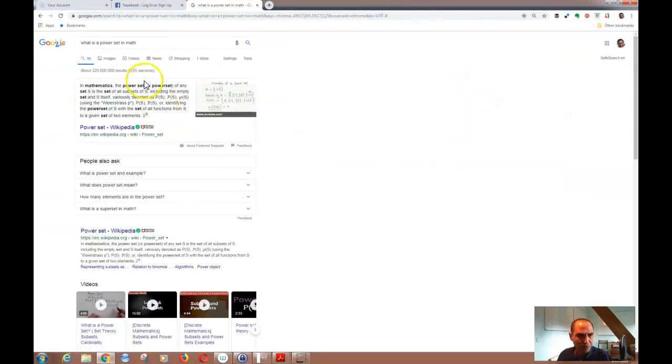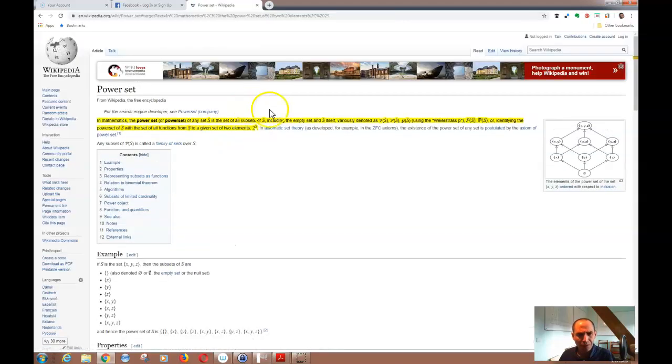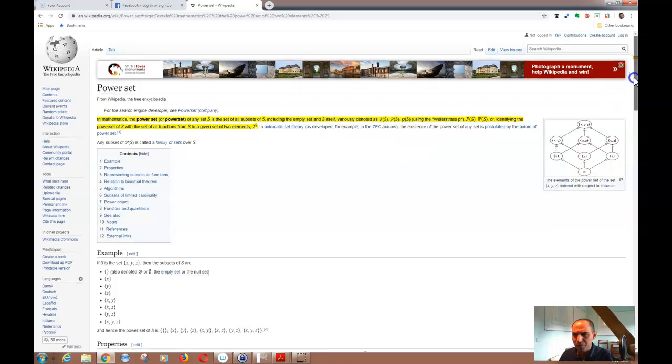So it says that over here on Wikipedia we had this in sets, but it says that in mathematics the power set of any set S is the set of all subsets of S, including the empty set and S itself, variously denoted as P of S, or identifying the power set of S with the set of all functions from S to a given set of two elements, 2 raised to the power S. Okay, let me see what this thing is.